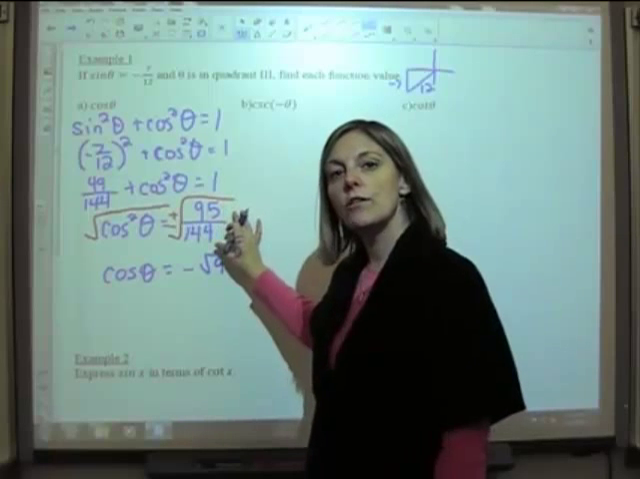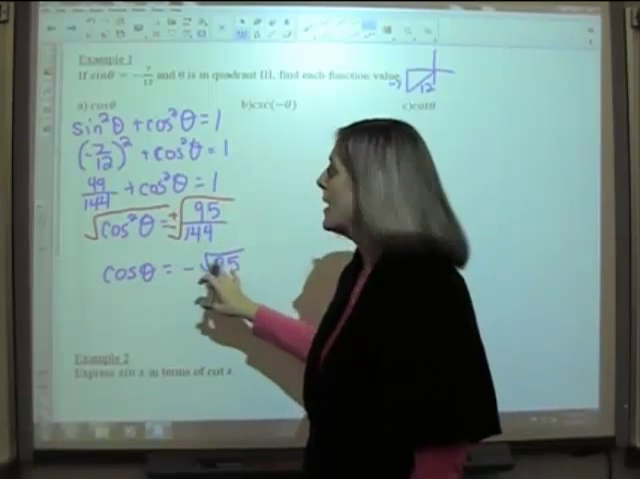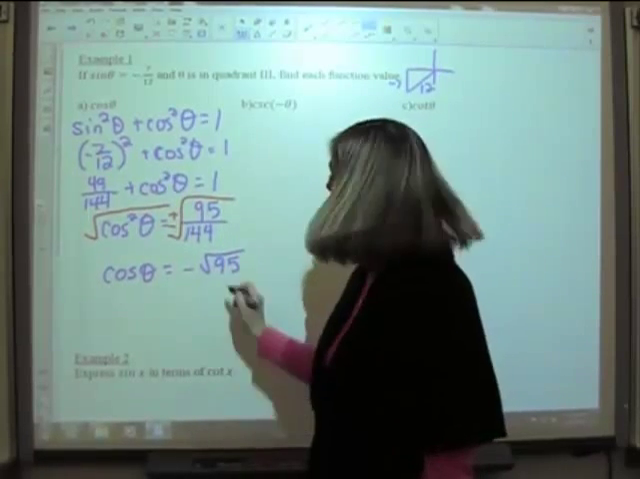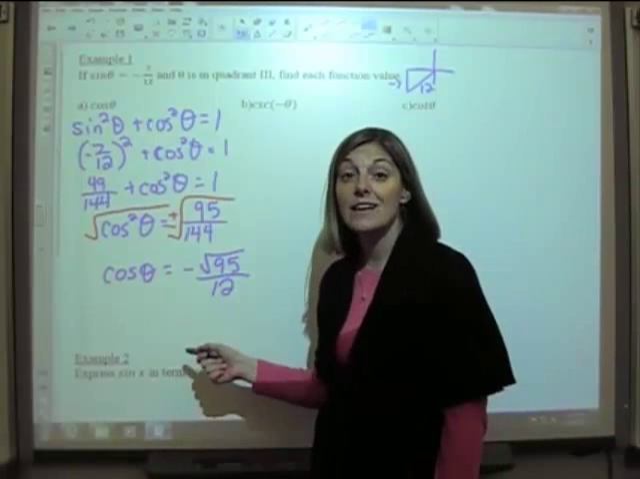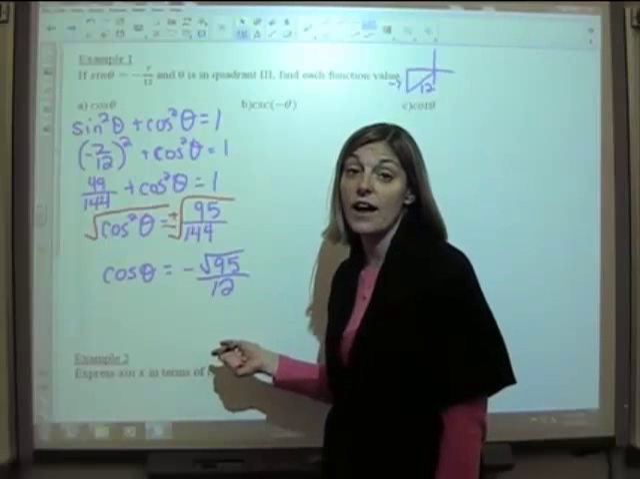And when you take the square root of 95, that's not going to simplify. But then we can take the square root of 144, and that becomes 12. So our cosine of theta is negative square root of 95 over 12.